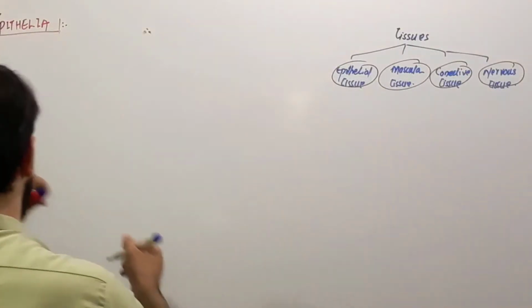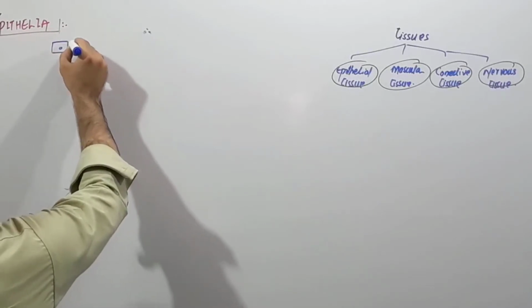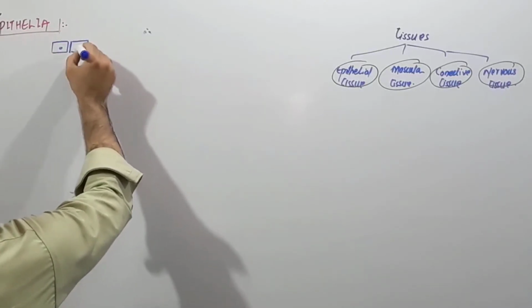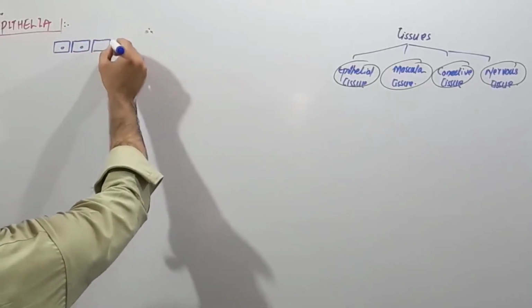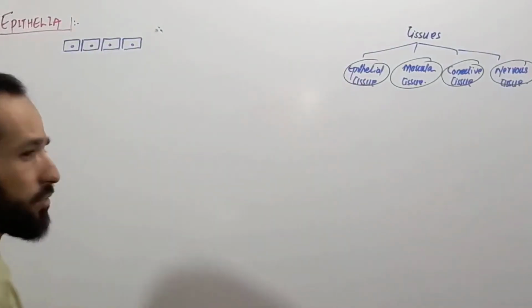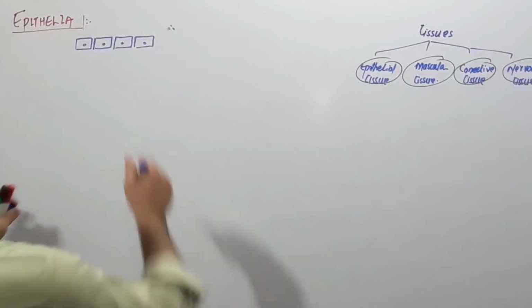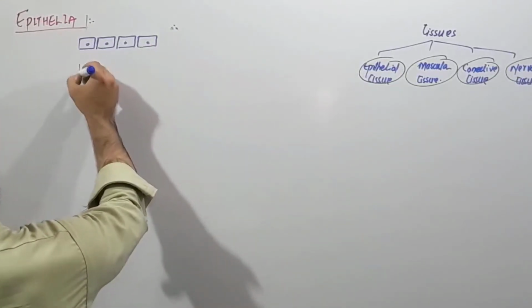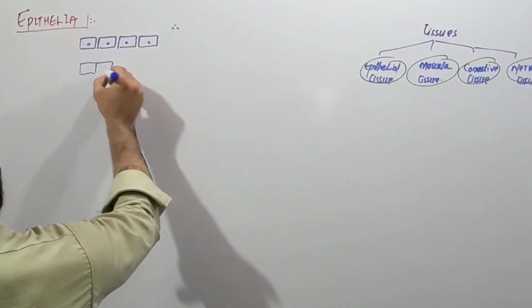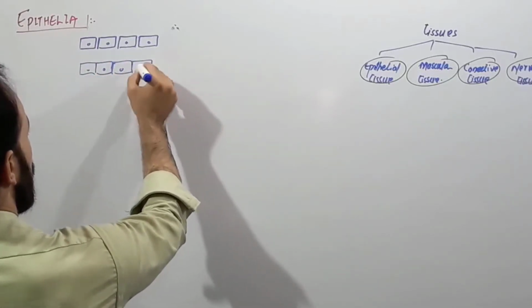What is epithelia or epithelial tissue? Look carefully, my dear friends. We know that in every tissue there are cells. Now look, this is a tissue. Why? Because it is a combination of cells; it is made up of cells. Now look carefully, and here is also the same tissue. I am making two pieces of them, because I want to make the definition of this tissue.